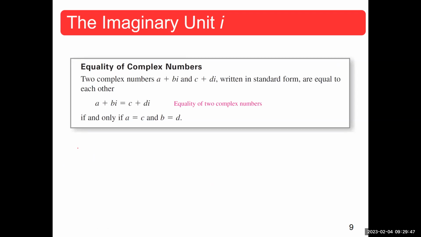Well, we have a kind of hypothesis here that if I have two complex numbers, a plus bi equals c plus di, the only way these can be equal is if a equals c, that's a condition, and b equals d. So that's the only way they can be equal. Real equals real, imaginary equals imaginary.